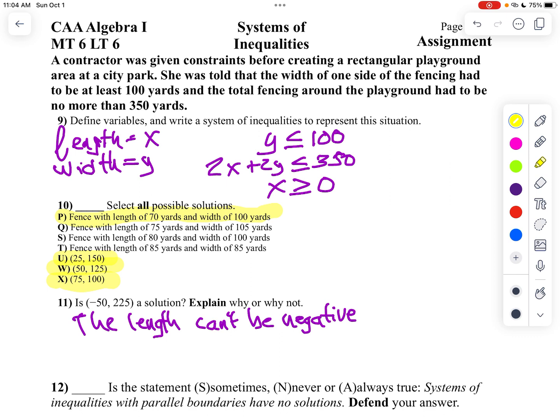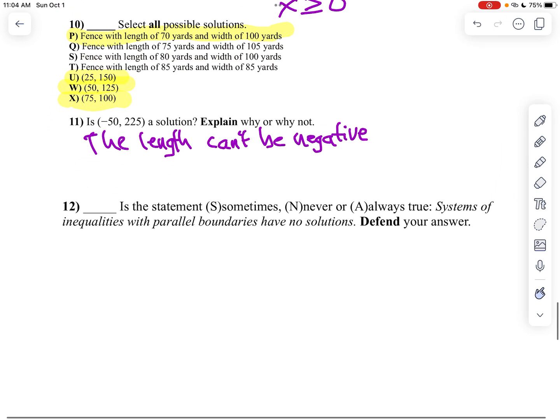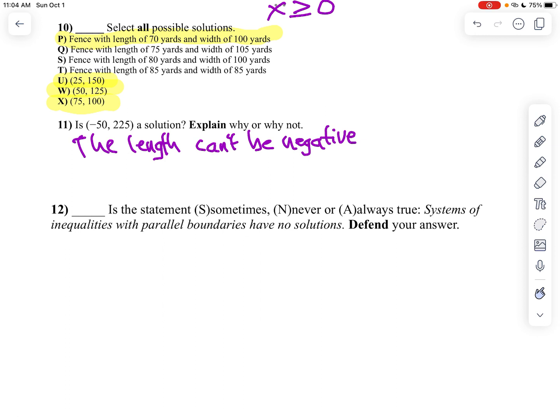Okay, finally, on this page, let's take a look at number 12. Systems of inequalities with parallel boundaries have no solution. That is true sometimes. It's not true all the time. And I put in a pen instead of my marker, so I'm going to redo that part. Because when we take a look at this, let's talk about what it is.